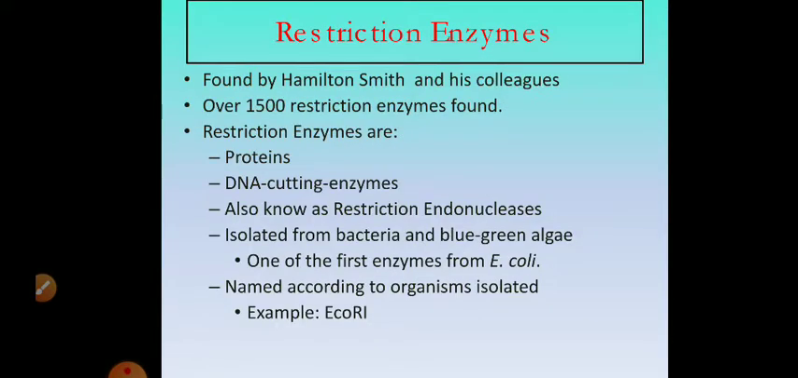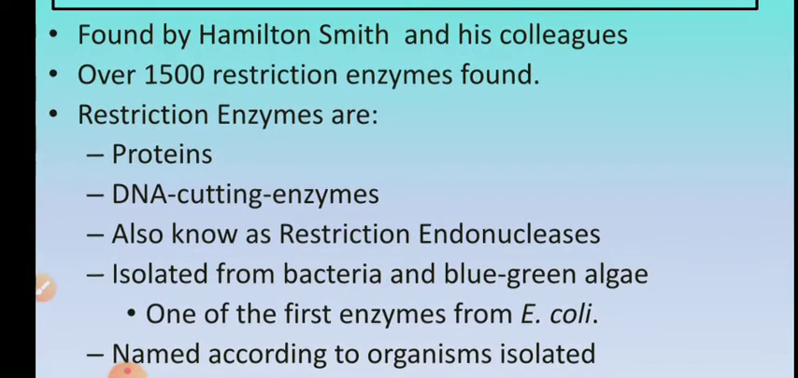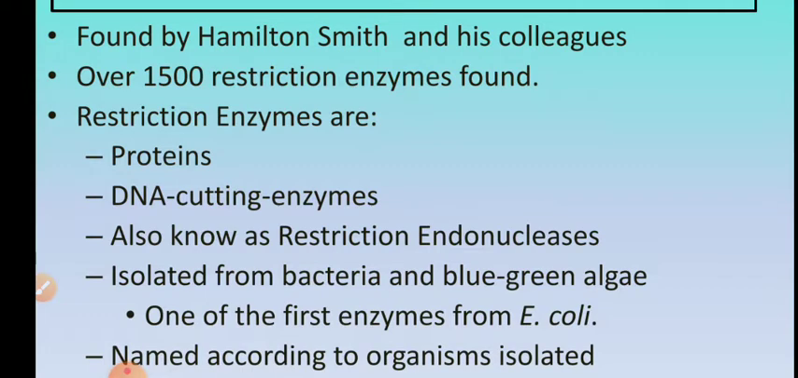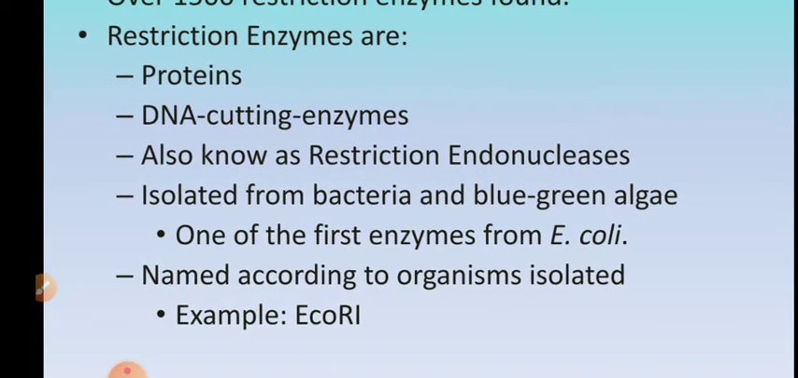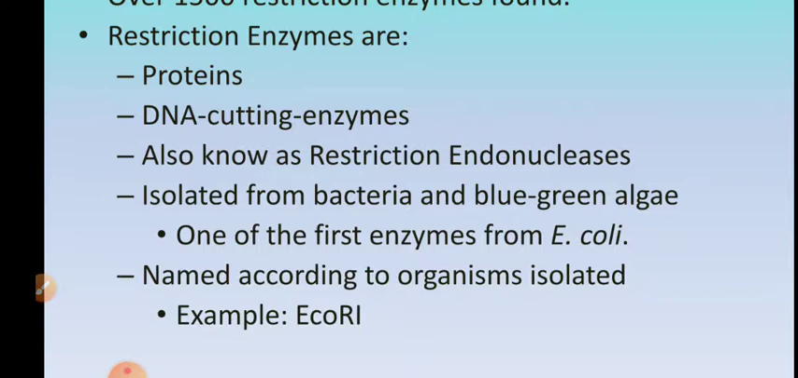Over 1500 restriction enzymes have been found; more than 3000 enzymes are known to us now. Restriction enzymes are protein in nature. They are helpful in cutting DNA molecules. They are also called restriction endonucleases. They have been isolated from bacteria and blue-green algae. One of the first enzymes from E. coli was named after the organism from which it was isolated, that is EcoRI.